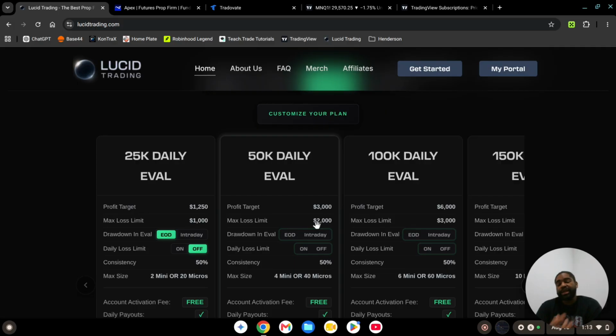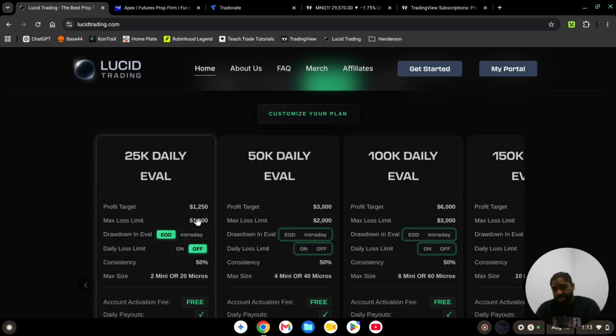Me personally, I prefer end of day drawdown, but you can do an intraday drawdown. The difference is intraday trails what your total is for the day, your total profit for the day. So say, for example, you have a 25,000 account. When the account first starts, you can't have that account below $24,000 because your max loss is $1,000. Like I said, we're talking about intraday. So say you have one good trade and you make $500. So now you are at $25,500. Your new drawdown is $24,500. In that same day, you cannot get below $24,500.